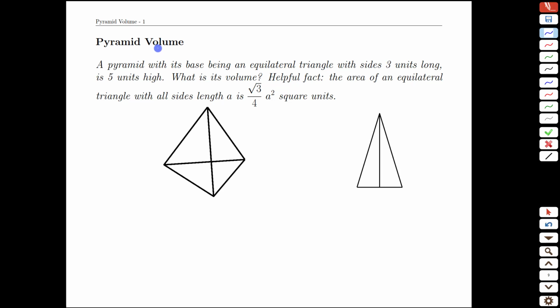In this video, we're going to explore our slicing strategy again, but now we're going to include a third dimension and see how that plays a role. What we're discussing is a pyramid, like the one here, with an equilateral triangle as its base, each side 3 units of length. It is also 5 units high. Let's draw that over here. Our question is, what is its volume?